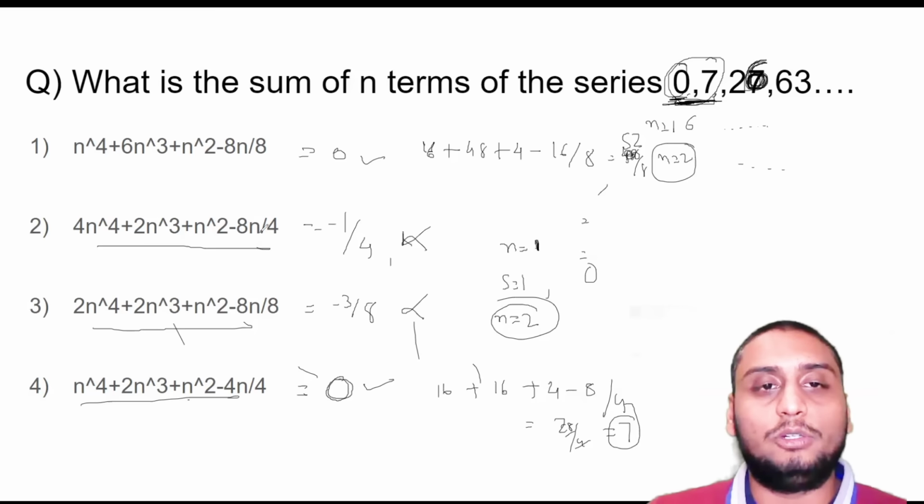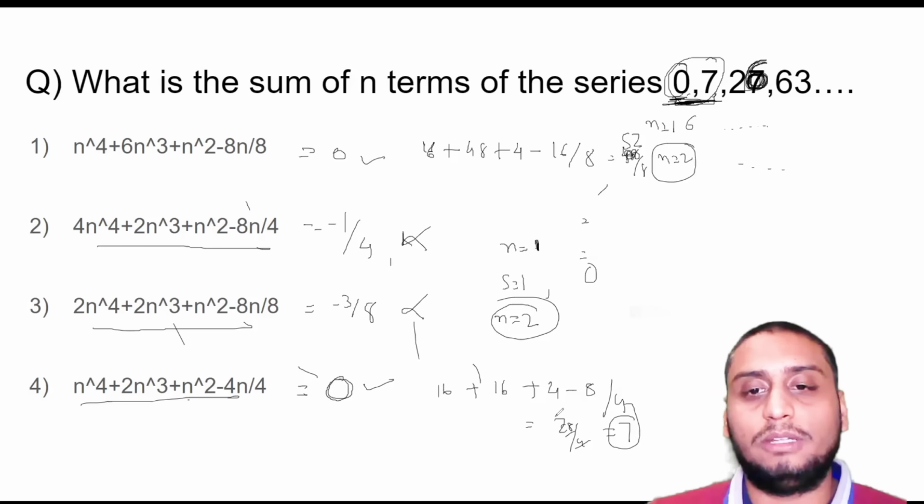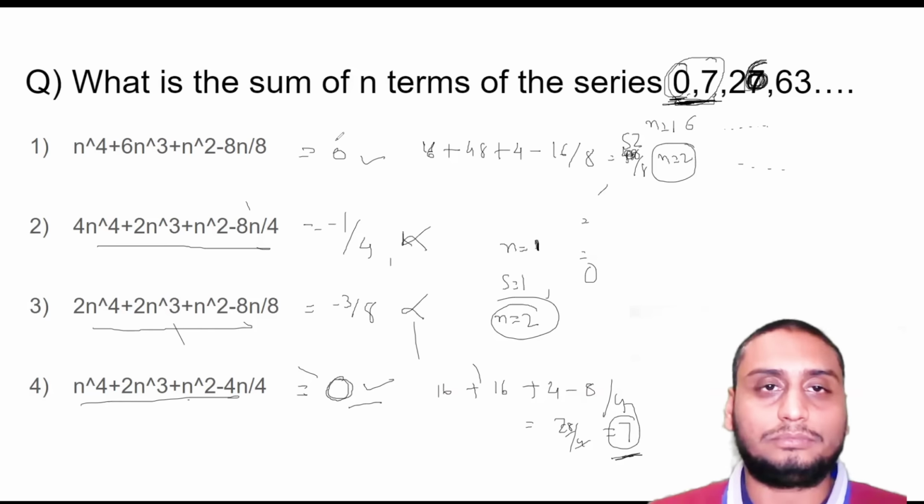So I put n equal to 2 and see which formula is giving me 7. Only the last formula was giving me the one term correctly and the sum of two terms also correctly. So this will be the value. I hope everything is understood.